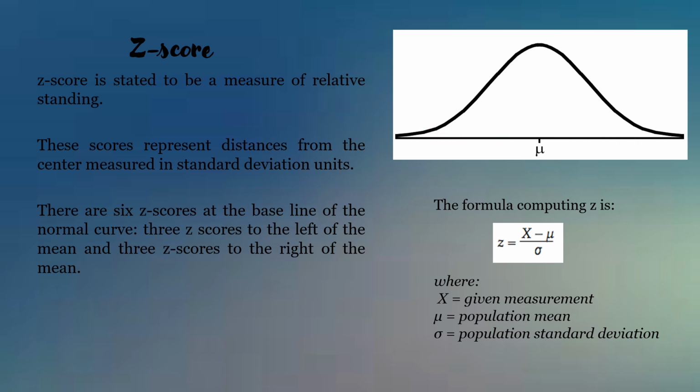So, dito, we have -1, -2, -3. Then, dun sa right side naman, dyan yung +1, +2, and +3. So, paano natin makukompute yung ating Z-score? Okay, so using the formula of Z-score, x minus the mean over the standard deviation. Okay, so x is the given measurement. Then yung mean, ito. Then the standard deviation.